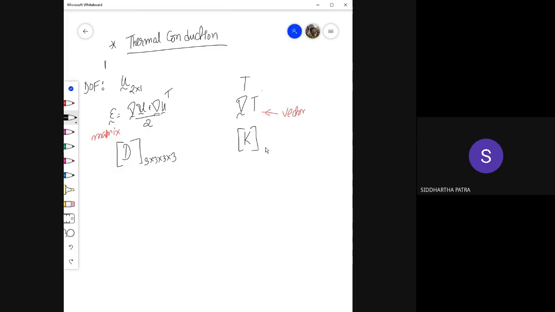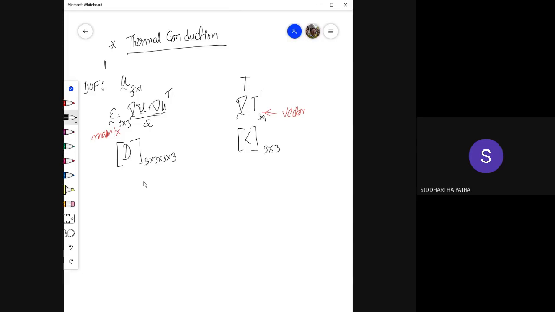So this one is 3 cross 1. This one is 3 cross 3. Let's say this one is 3 cross 1. So this one is a matrix, a 3 by 3 matrix. So you are not working with a fourth order tensor, which you would eventually have to prove to be symmetric and bring down to a 6 cross 6 matrix. We don't have that rigorous work to be done here. Here it is directly a matrix.